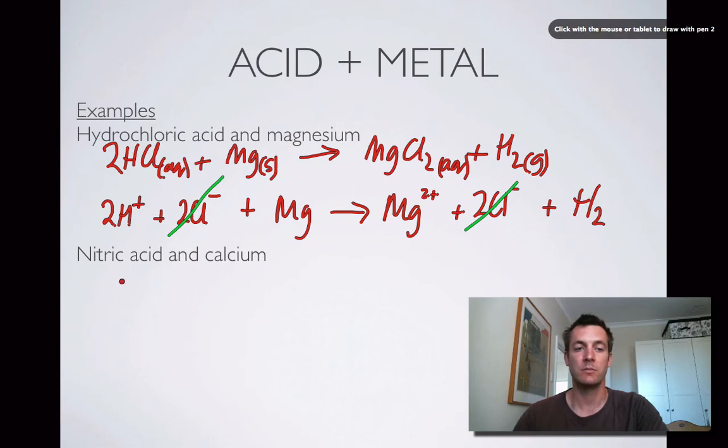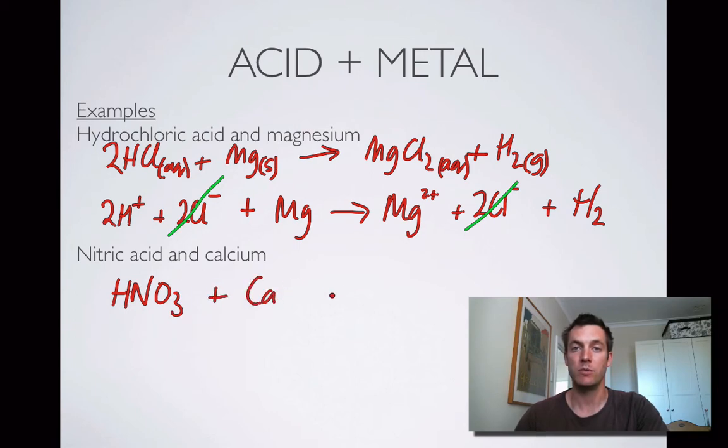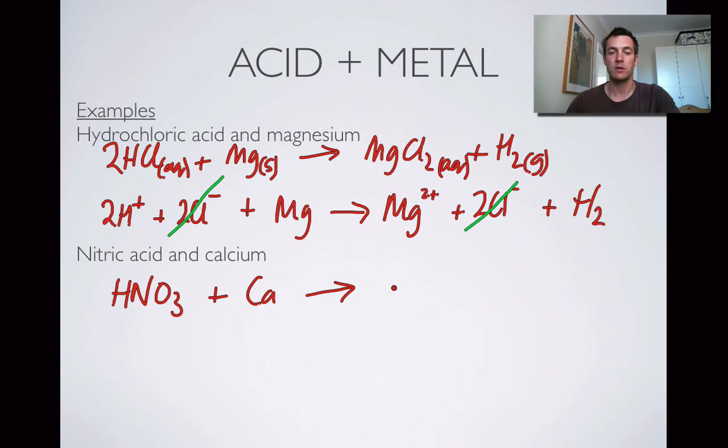Nitric acid and calcium. Symbol equation first again. Bear in mind, if you can't write the ionic equation, but you can write the symbol equation, that is going to be worth some marks. It's just not going to be worth as many as writing an ionic one. What are we going to make? We're going to make calcium nitrate. Calcium is a 2 plus ion, so it's going to have 2 nitrate ions with it because nitrate is 1 minus. Plus hydrogen, because it's always acid plus metal makes salt and hydrogen.